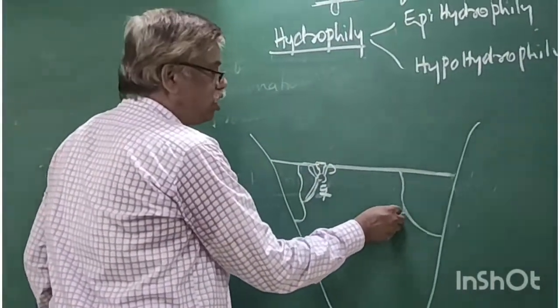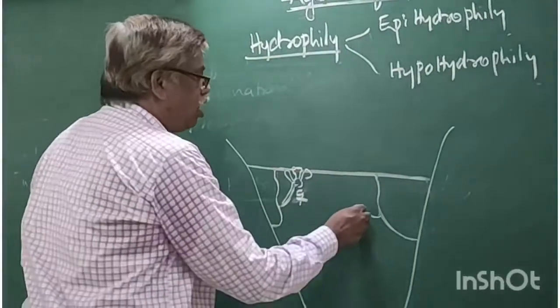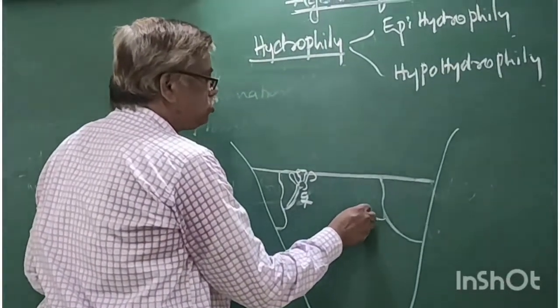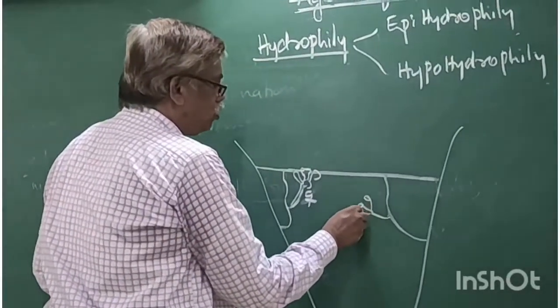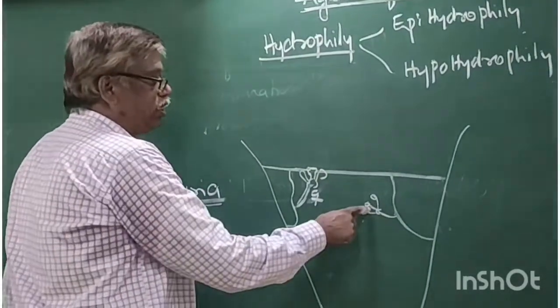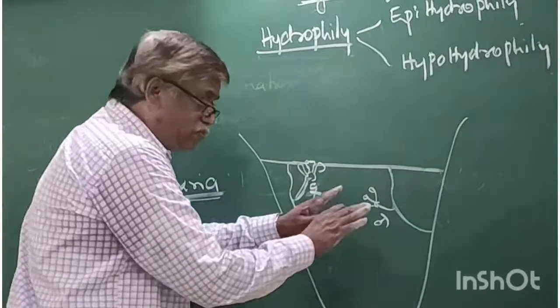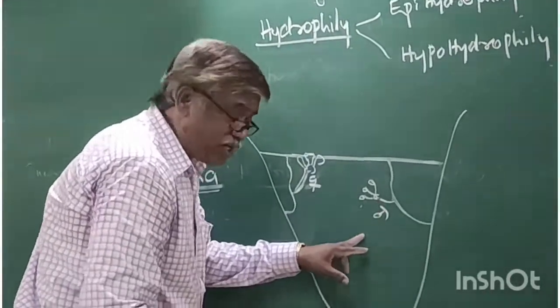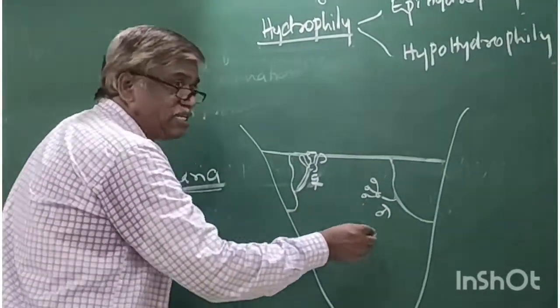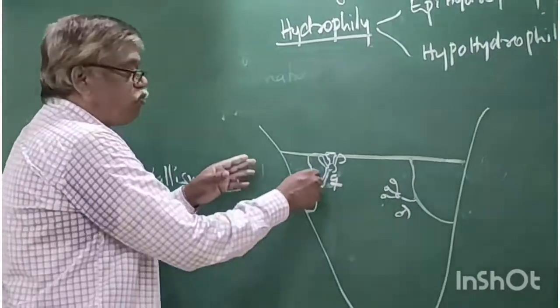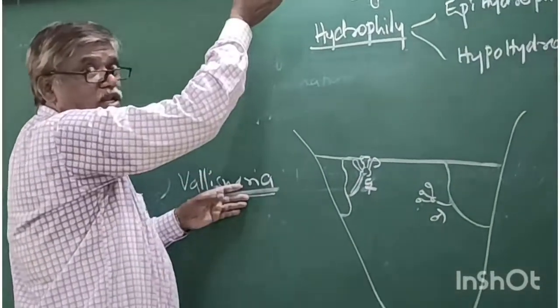Now come to the pedicel, it is short. Now see. Now it stands. Now male. That male flowers in Vallisneria are submerged. Female flowers are floating.